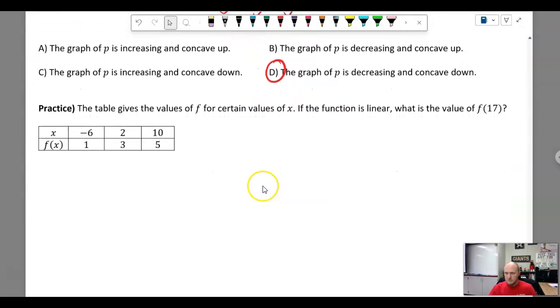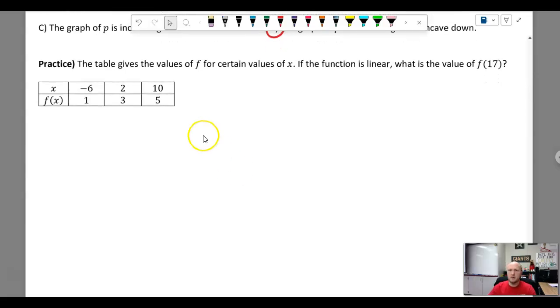All right, last question here. It says the table gives the values of f for certain values of x. If the function is linear, what is the value of f of 17? Okay, so if this is a linear function, what this means is that our rate of change is constant. And so you can go ahead and look at this. Here my output is changing by 2 over my input, which is changing by 8. So that means that my slope, m, is equal to 2 over 8, which is 1/4 per x value.